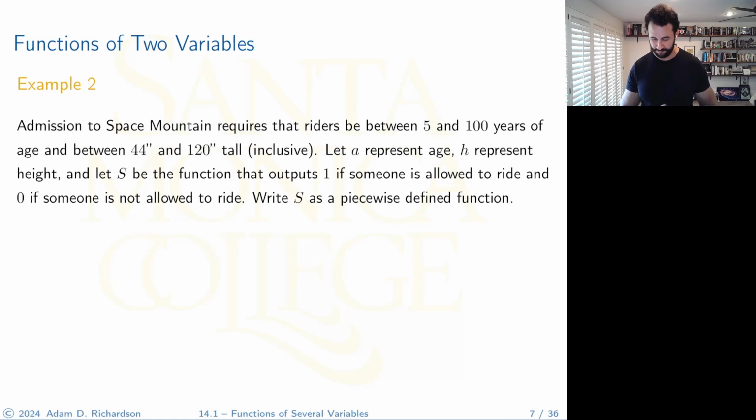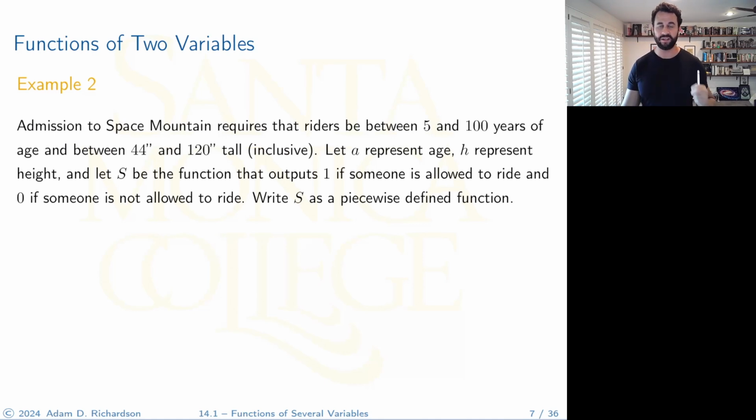That's what it means. So let A represent the age of the rider, H represent the height of the rider, and we'll let S be the function that outputs 1 if someone is allowed to ride, and 0 if someone is not allowed to ride. So this is kind of like a binary function. It's like a yes or a no, right? Do you satisfy these conditions? Yes, 1. Do you satisfy both of these conditions? If you don't satisfy both, that's a no, right?